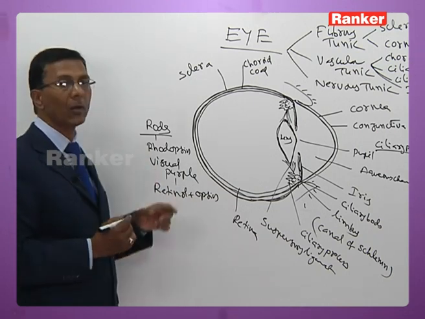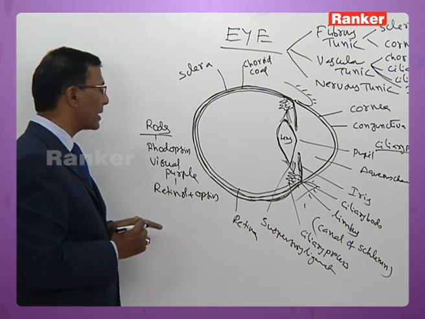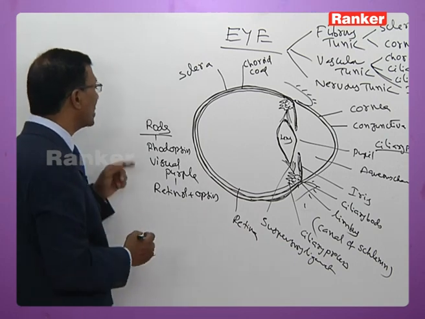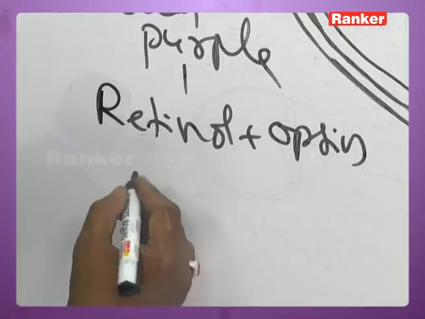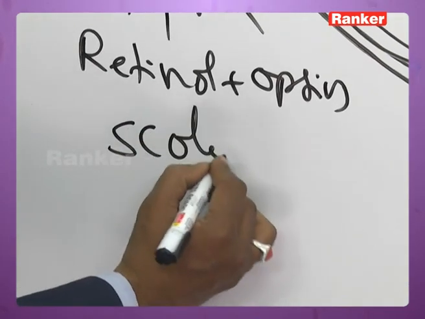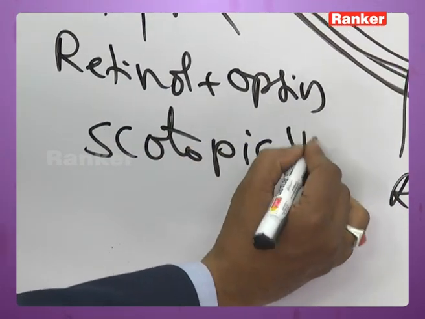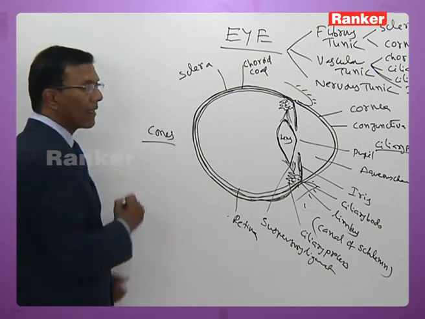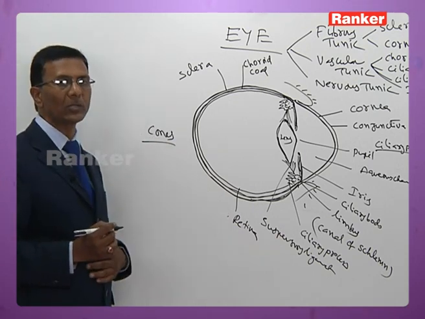Rhodopsin is also called visual purple and it is responsible for night vision and dim light vision. The vision which is contributed by rods is called scotopic vision. Then another photoreceptor present in the retina is the cones.